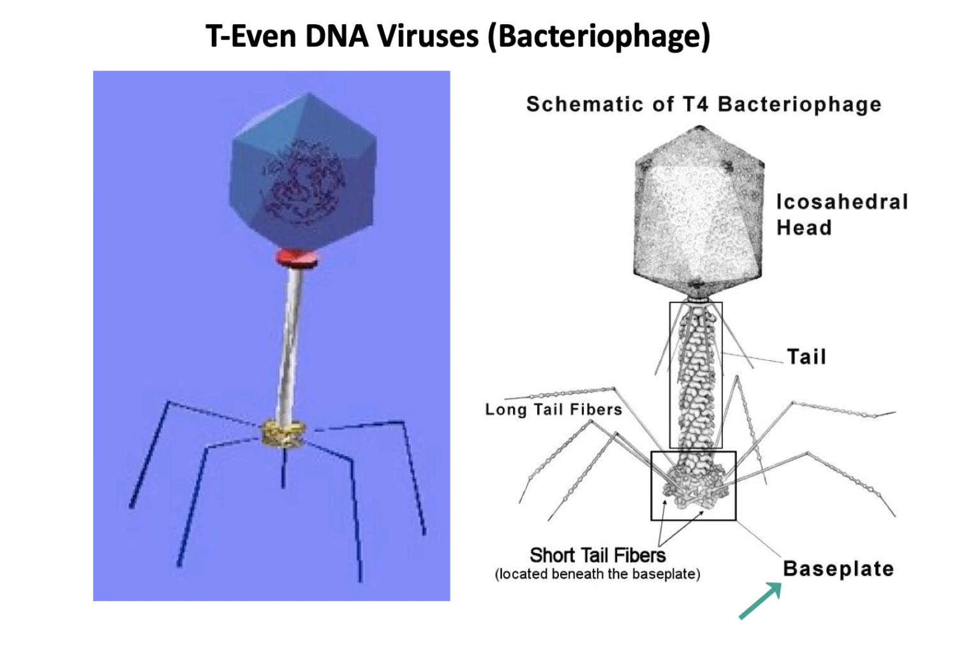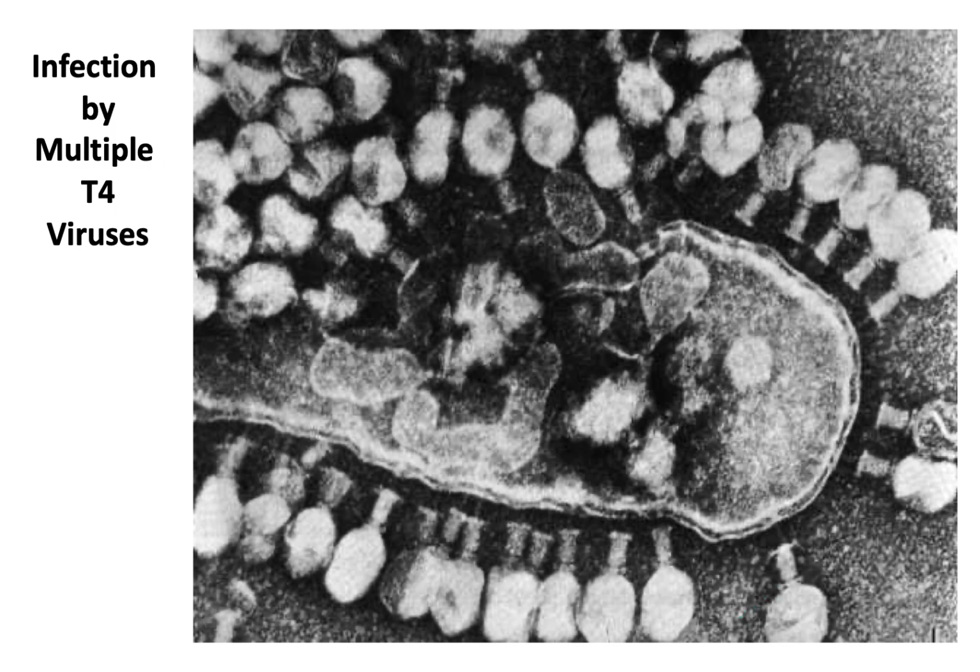This is a transmission electron micrograph, a negatively stained preparation, showing a cell that was unlucky enough to be infected by many T4 viruses. Note that the tails are shortened, and that's because when it injects the DNA into the host cell, those tails shorten just like a little hypodermic needle.